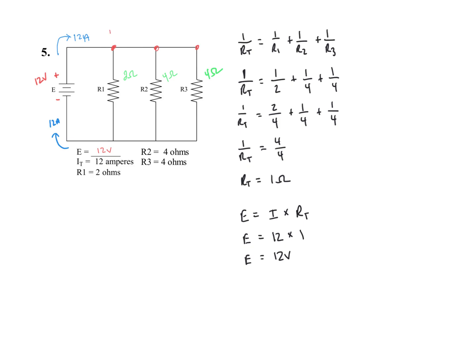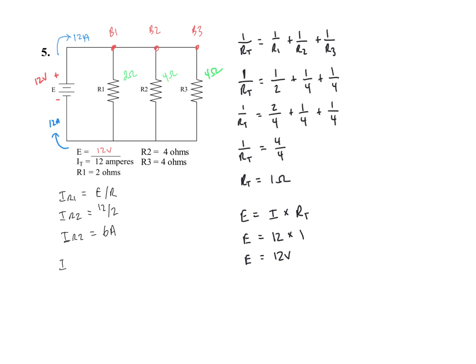And then as we were discussing earlier, we could put in our branches here, B1, B2, and B3. If we want to figure out our current on those, current is equal to voltage divided by resistance, which is going to be 12 divided by 2. Current through that first branch is going to be 6 amps.